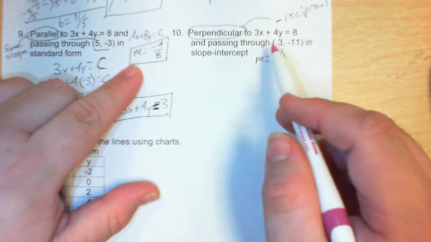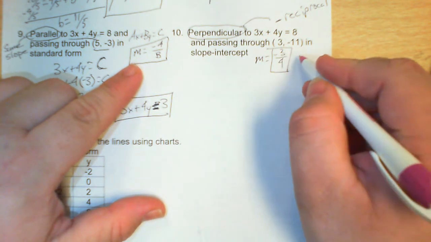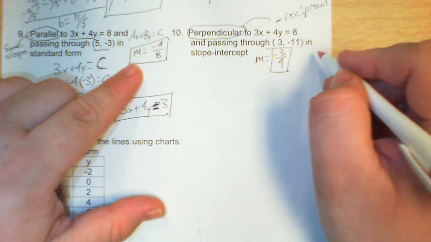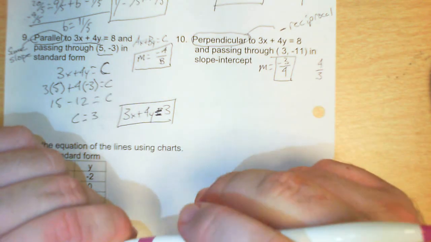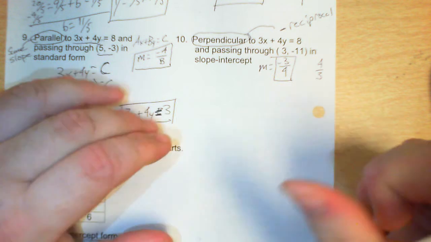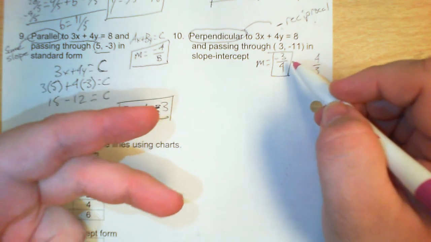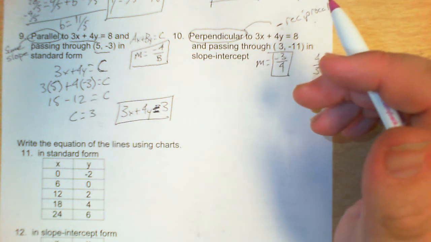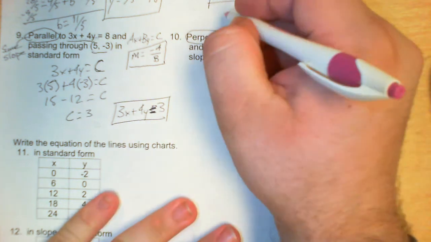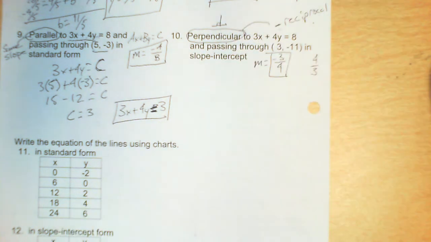So if that's the slope, the new perpendicular slope is going to be 4/3. Does that make sense? Because it's a negative reciprocal. So I take it and I flip it and I make it negative, or if it's negative, I make it positive. And that's because when we're perpendicular, remember perpendicular is like this. I have a 90-degree angle.